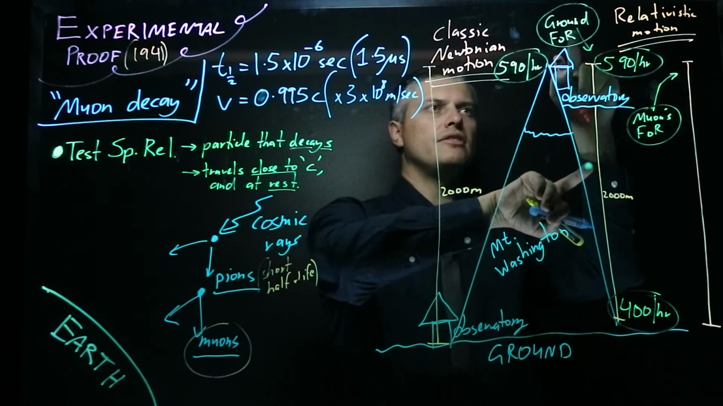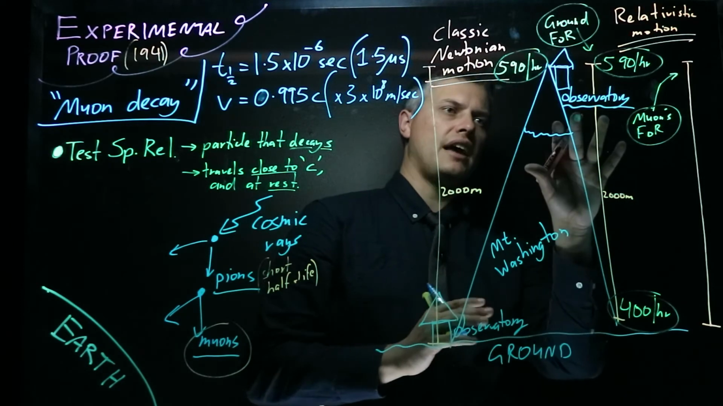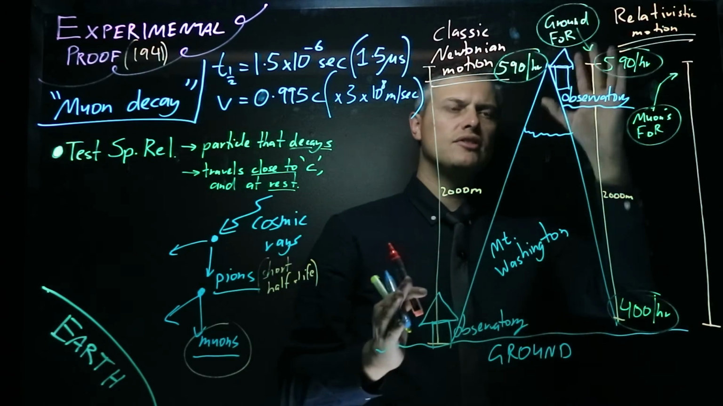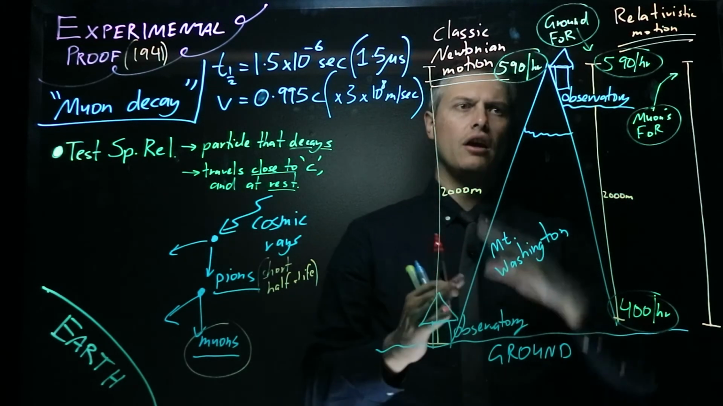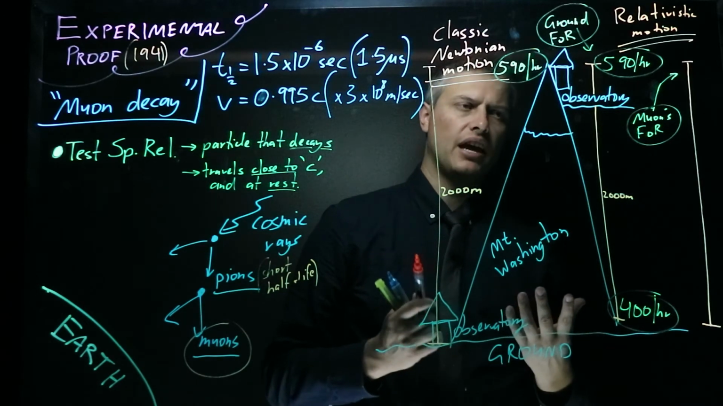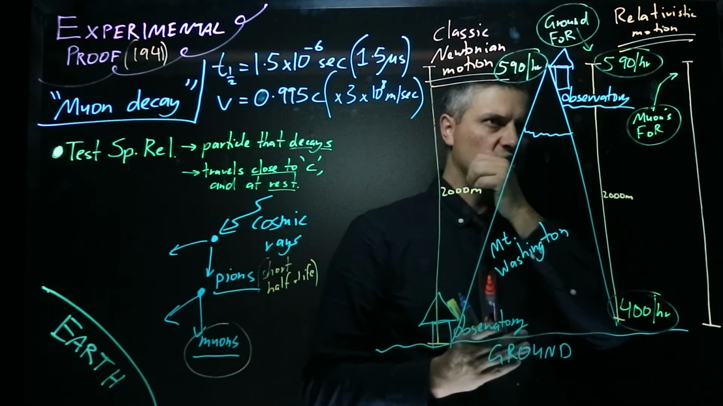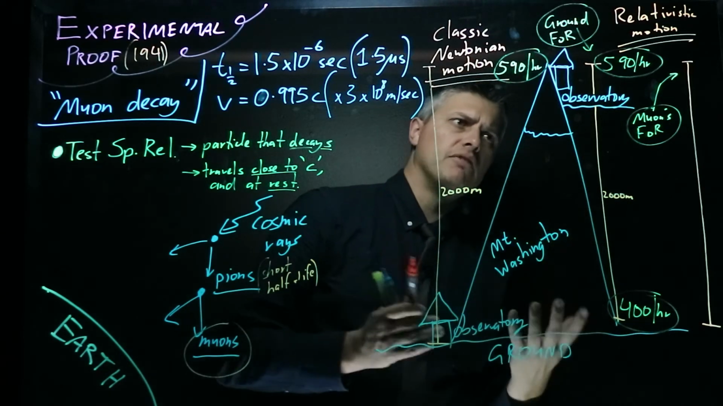So what we're talking about here is called the ground frame of reference, which is the same frame of reference as the one at the top. Because the two observatories aren't moving relative to each other, they are in the same frame of reference. Okay, there's no motion relative to each other, so that is an inertial reference frame.